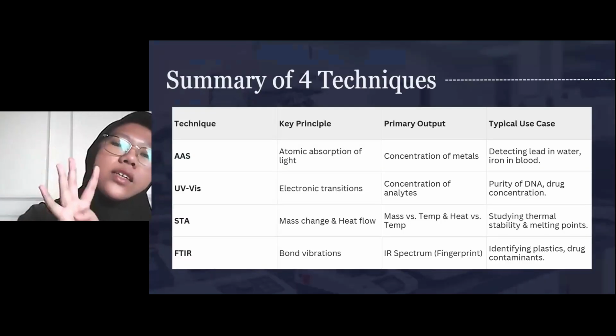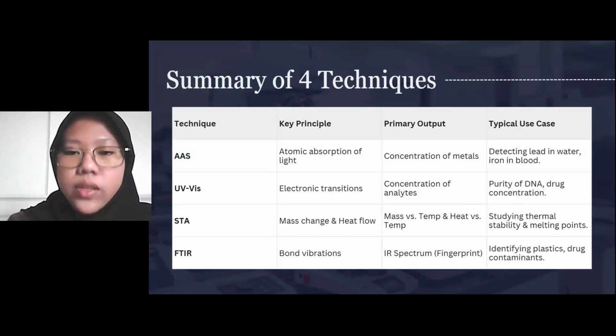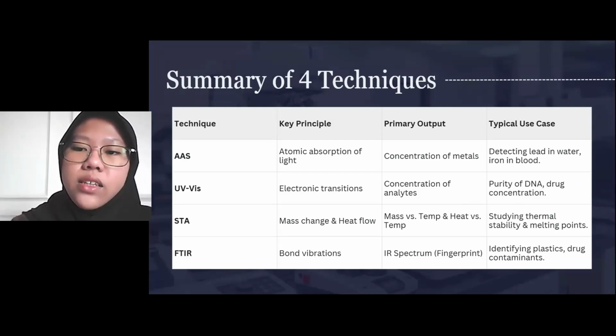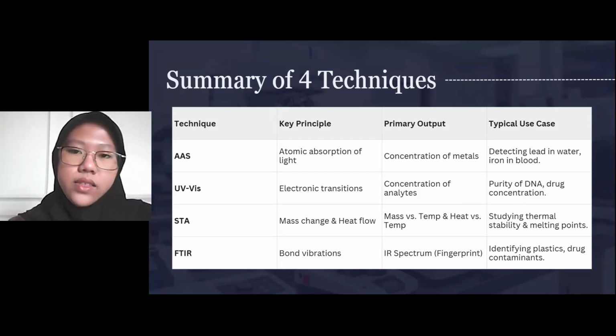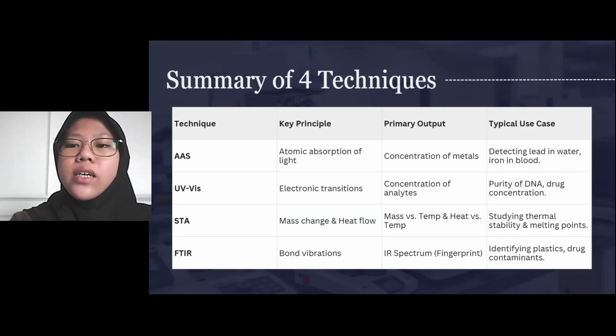Summary of those four techniques. AAS has its principle of atomic absorption of light, with primary output of concentration of metals, and it's typically used in cases like detecting lead in water or iron in blood. Second, UV-Vis. Its principle is electronic transitions, with output primarily the concentration of analytes, and it's typically used for checking DNA purity and drug concentration.